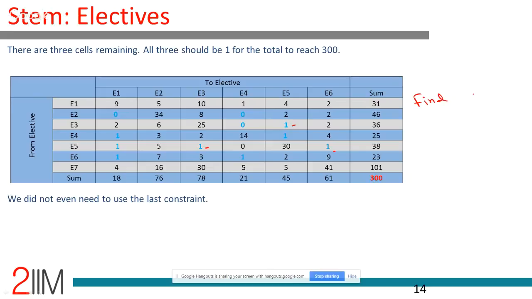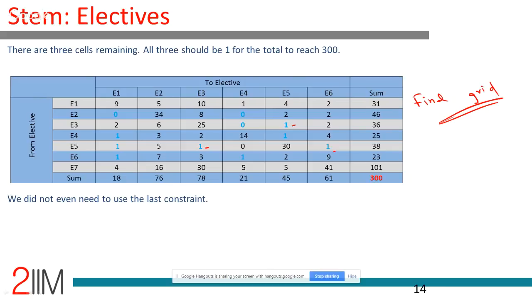It's a kind of question where we do not actually need to solve multiple variants. You've got one final standing point. We know that there are 31 students in E1, 46 in E2, 36 in E3, 25 in E4 when they began. And then it became 18, 76, 78 when they ended. How many shifted from any elective to any other elective? You can just look at this grid and give the answer.